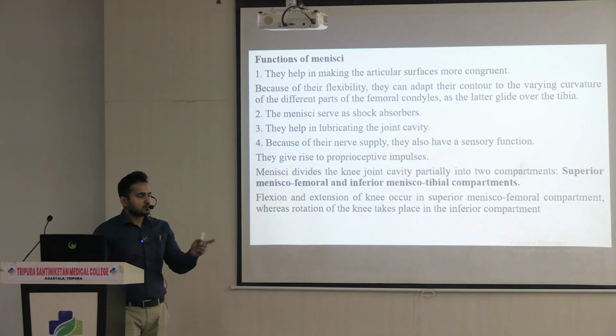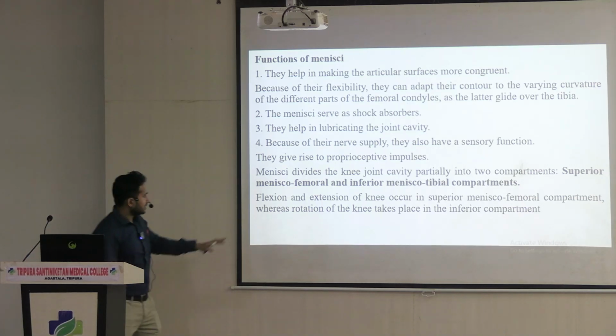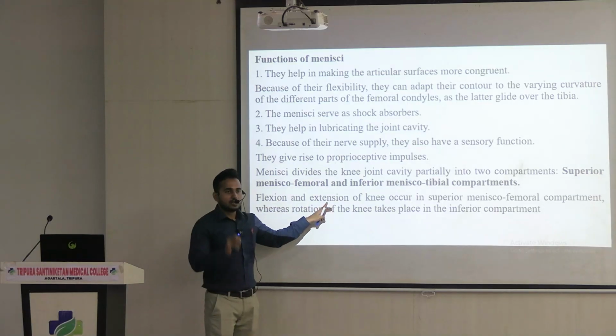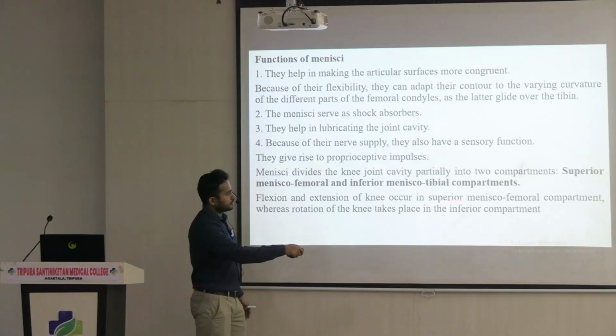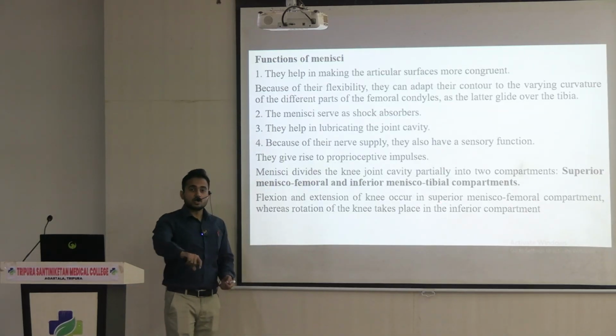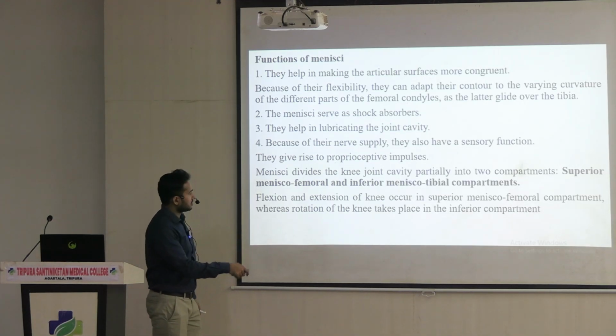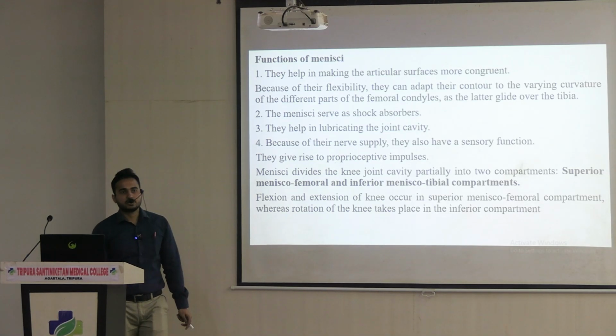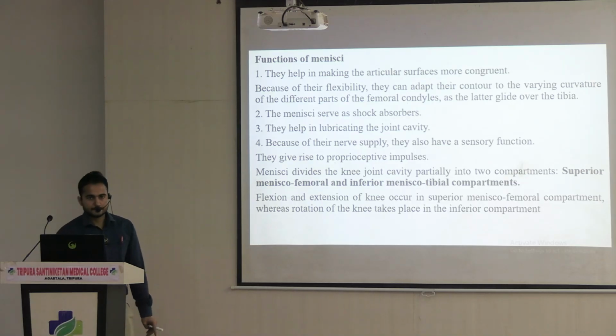Okay, because as I said, whenever the compartments are there, movements taking place in those compartments are different, not the same. So if you see flexion and extension, which is the chief movement, or you can say the main movement of the knee joint, they take place in the superior compartment. It is the meniscofemoral compartment. And along with that, the conjunct rotational movements take place in the inferior compartment, that is the meniscotibial compartment. Okay? So that is the overall function of the menisci.